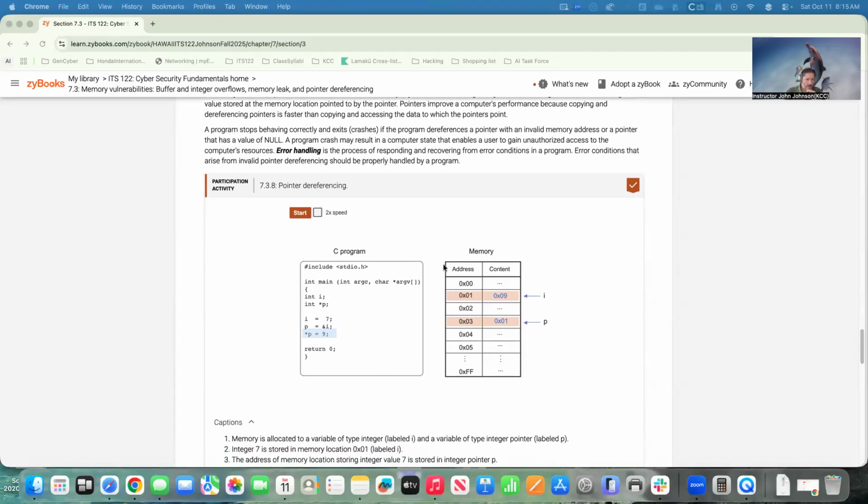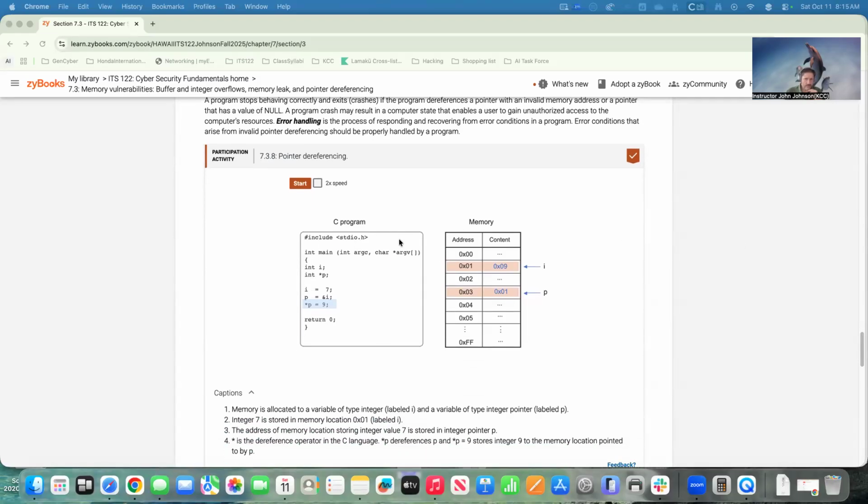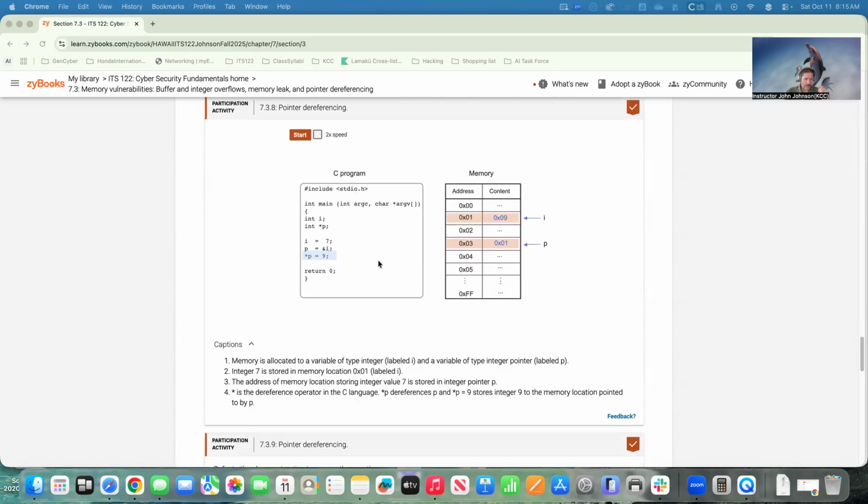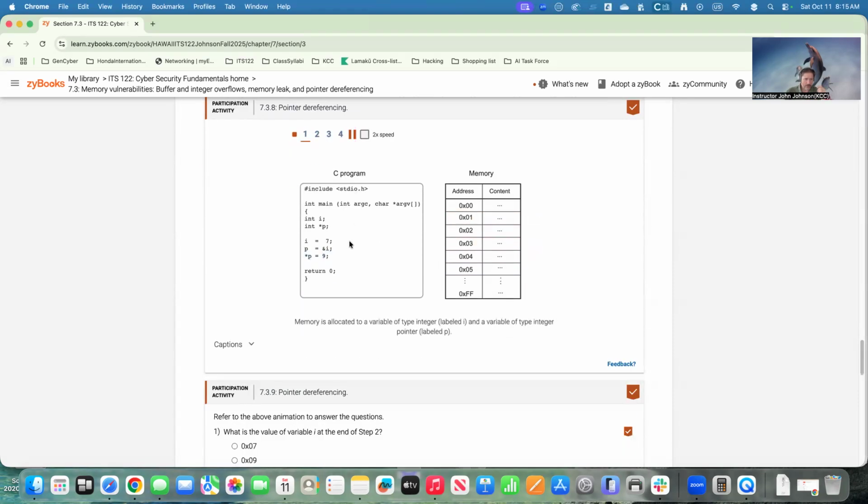So we have here a simple program. This is a C program. C is still used. It's an old language by, I think, Kernighan and Ritchie. I think they've both passed away at this point, at least one of the two has.